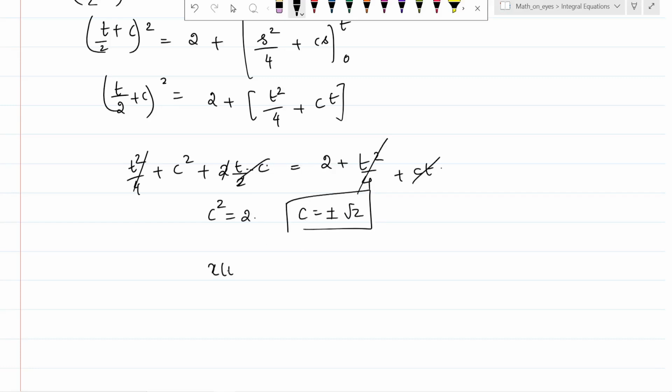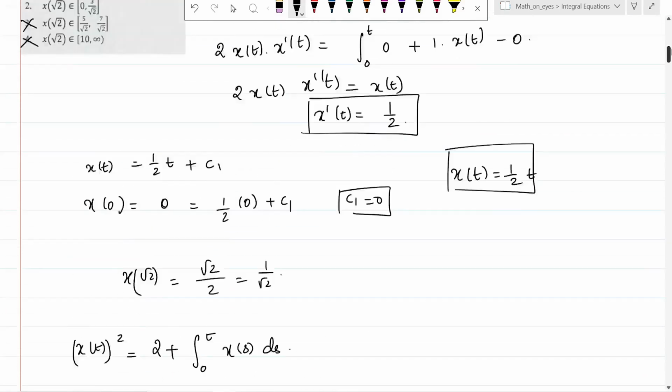So eventually we get x of t is equal to t by 2 plus root 2 or minus root 2. Taking t by 2 plus root 2, this is what we get x of t as. Now, if I substitute x of root 2, what will happen? Because we need to find x of root 2, right? We need to find x of root 2.